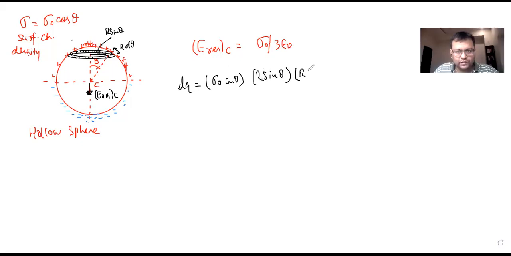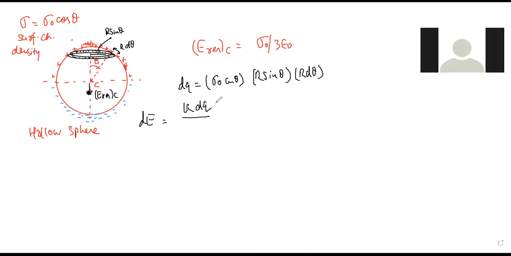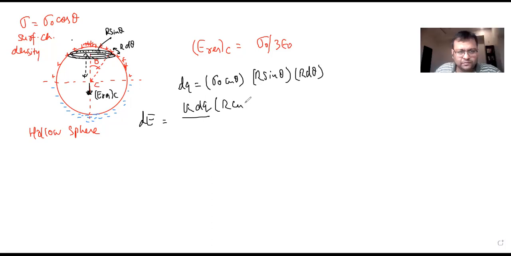Right? And so for this charge, I can find the electric field at the center, and that will be k dq x divided by r square plus x square to the power 3 by 2. You know the formula, right? What will x be here? It will be r cos theta, the distance of the ring from the point where we need to find the field. So k into dq into r cos theta by r square sin square theta plus r square cos square theta, power 3 by 2.